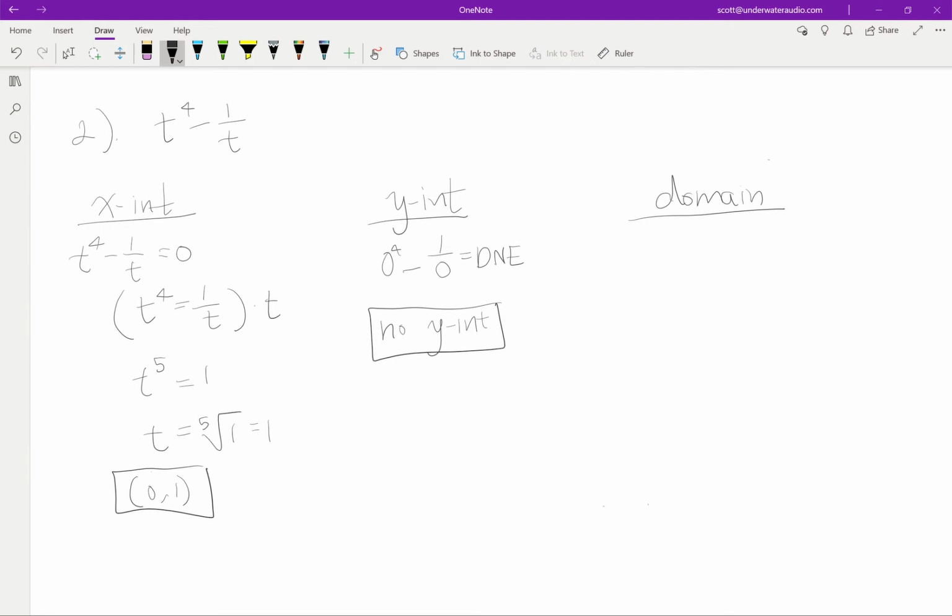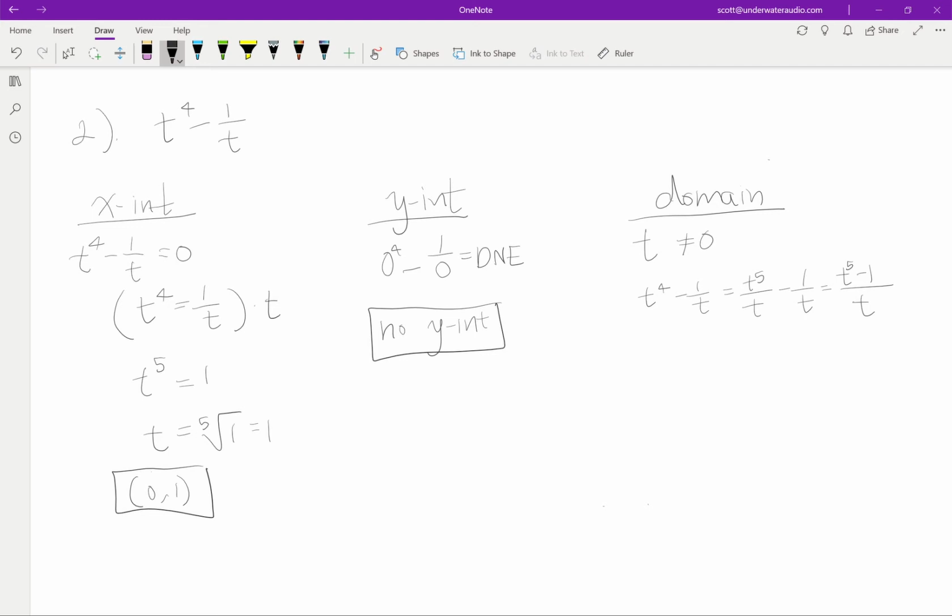Now to do domain, domain is all the possible inputs, or inputs that have an output associated with them. So I just figured out that x can't equal 0, or actually it's t. t can't equal 0. And then this is sort of an algebra concept that is a little weird, but t to the 4th minus 1 over t, I could rewrite that as t to the 5th over t minus 1 over t, and then combine it to be t to the 5th minus 1 over t.